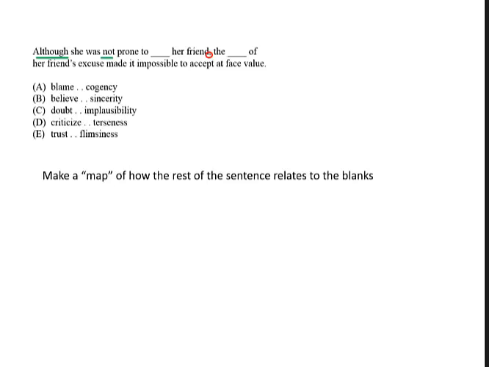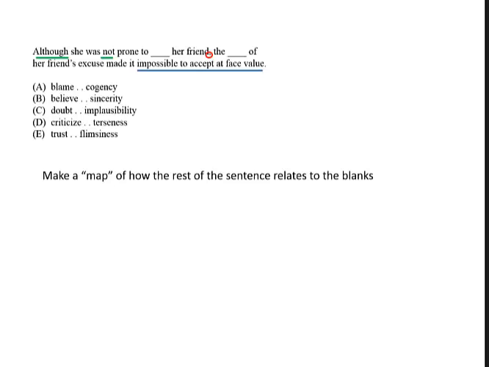I just want to be really clear on what her feeling towards her friend, or what her attitude towards her friend was. And then I want to search for any part of the sentence that sort of gives me a definition that I can hook onto to evaluate other answer choices. So looking at the sentence, she was not prone to blank her friend. I'm going to take that although at the front, and I'm going to put it after the comma just to see if that tells me something. She was not prone to blank her friend, although, let's call it but, fits in the sentence better, means the same thing. The blank of her friend's excuse made it impossible to accept at face value.